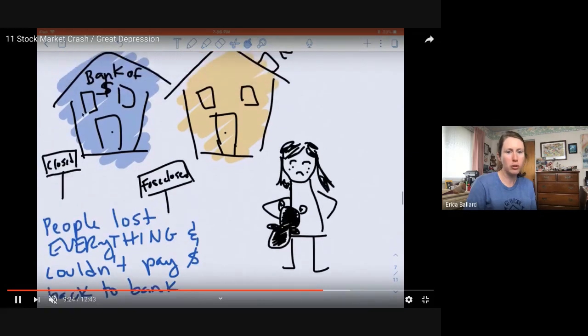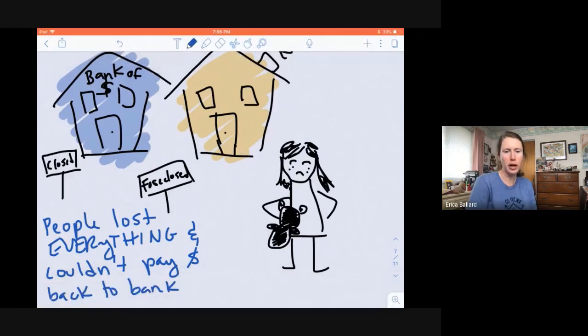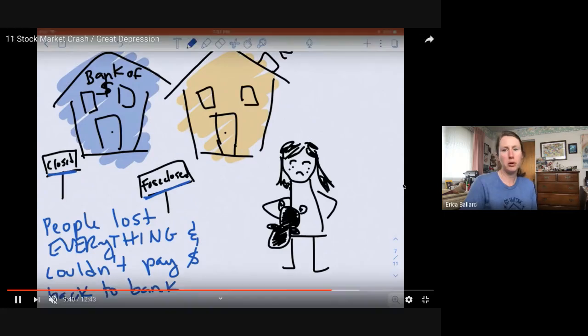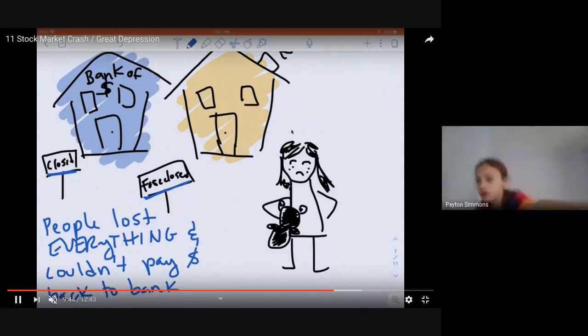So the bank is closed now and your house is foreclosed, which means that if you have your house and you owe money on your house, like a mortgage, the bank can say, you did not pay your mortgage. You must give me your house. So you have a lot of people like this sad little girl who are homeless.